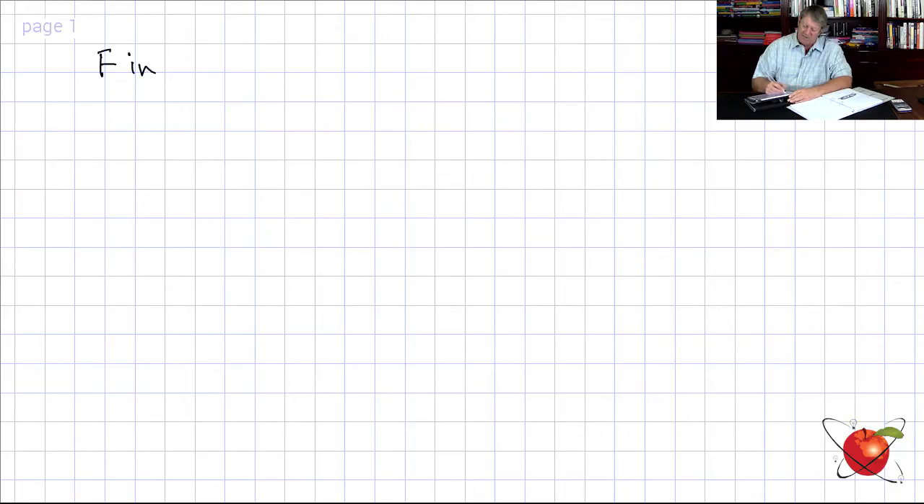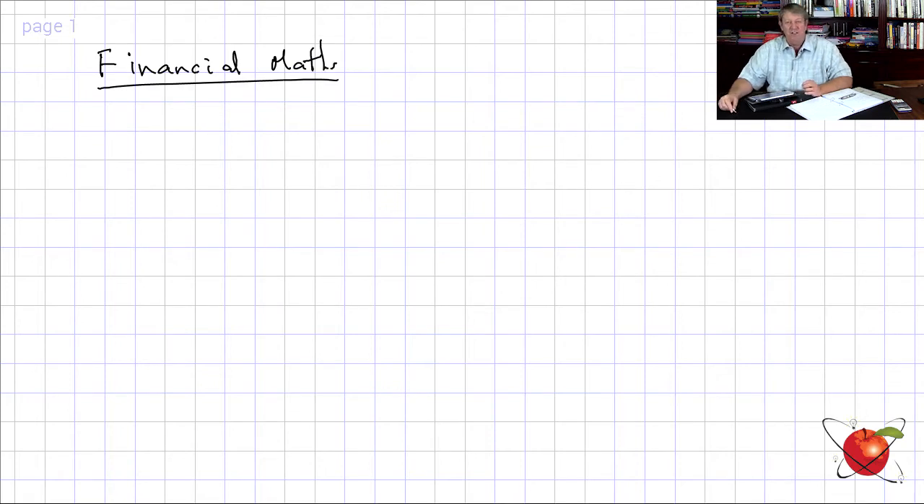Now, what have we got in this section? Financial maths. Okay, what is financial maths all about? It's about the value of money and the fact that money changes its value as we go. Obviously, you get money today, a year from now, 2 years, 5 years.